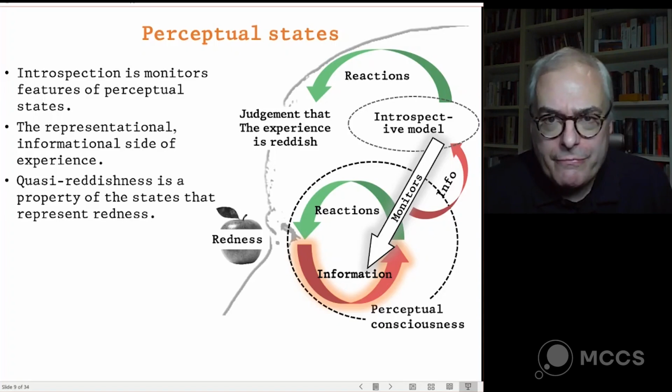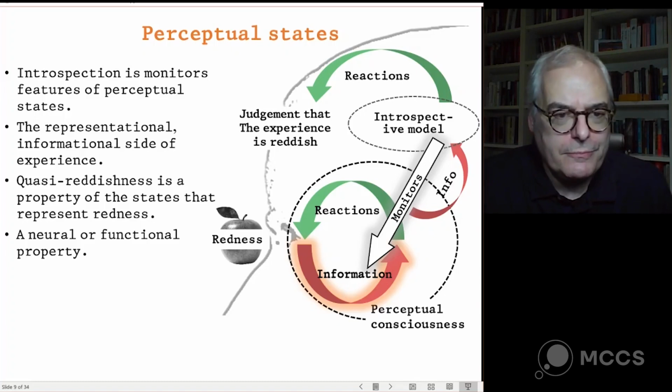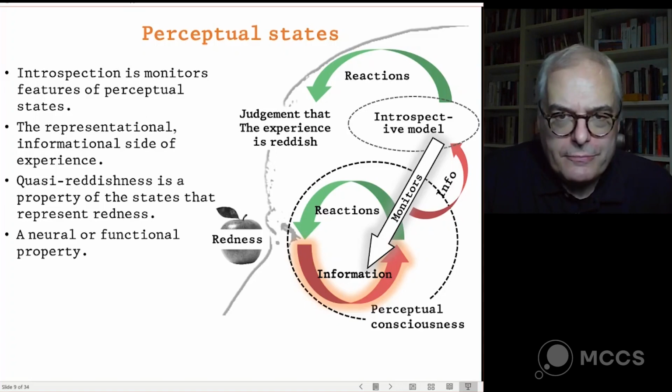It's activity in the visual cortex that's being monitored and modelled introspectively, and that is causing the judgment that the experience is reddish. So quasi-reddishness would be a neural, perhaps, property or a functional property of the visual processing system.